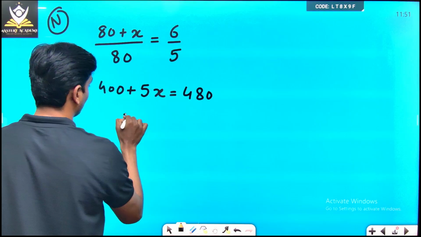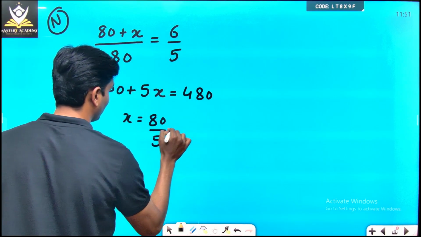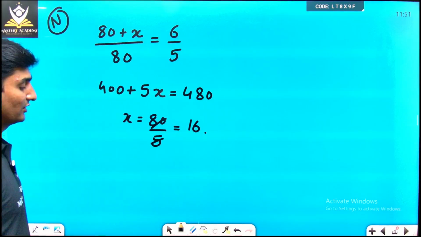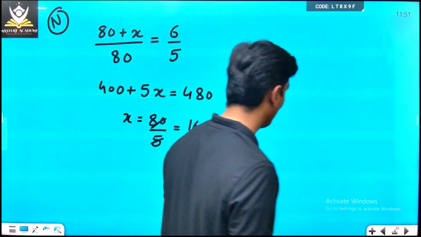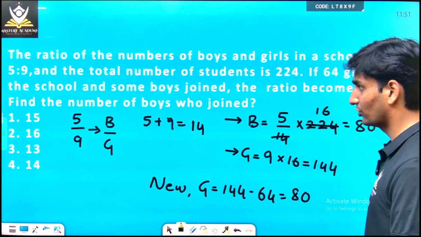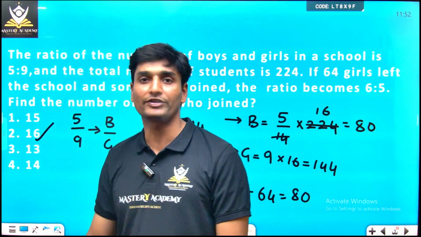So I can write the value of x will be equal to 80 upon 5, and that is nothing but 16. Okay, 16 guys. X, as we had taken, the number of boys will turn out to be 16. A simple question. I hope you are able to follow. Option number B, 16.